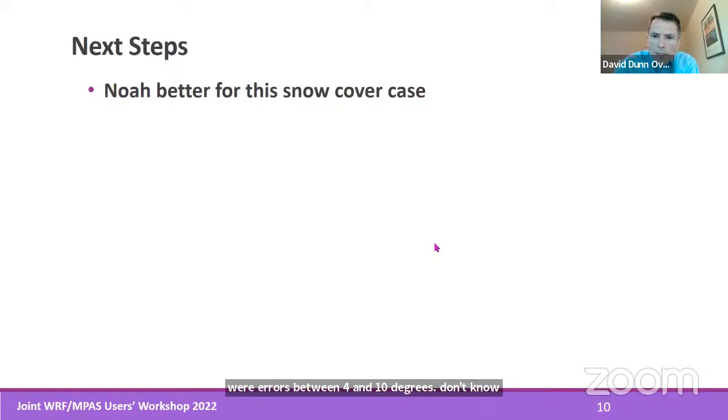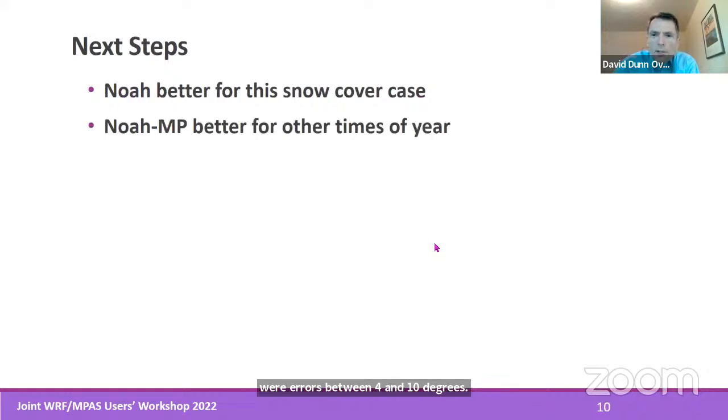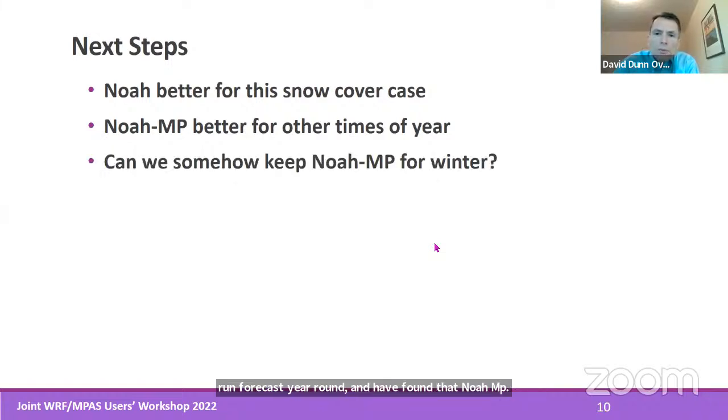Though NOAA does seem better for these snow cover cases, we run forecasts year round and have found that NOAA MP is quite good for most other situations. Should we just abandon NOAA MP for another LSM during winter, or could we find a way to use NOAA MP and improve temperatures over snow cover?